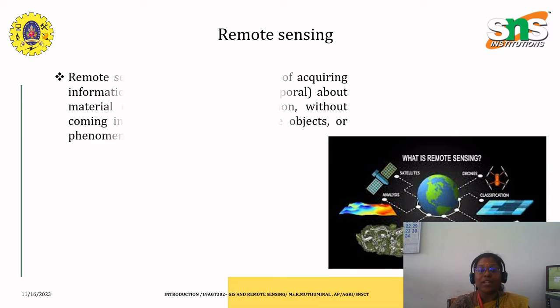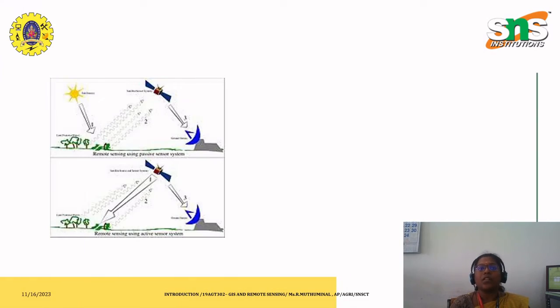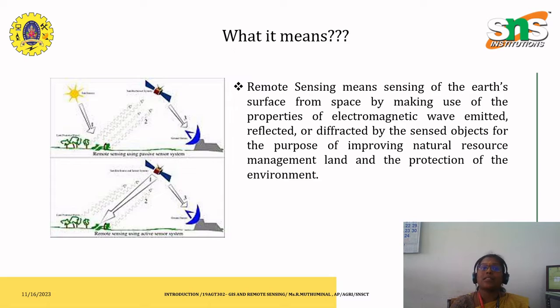It is a kind of collection of data or acquiring information about several objects without coming into physical contact with the object or the phenomena under investigation. This is what remote sensing means. So I have said that we are going to acquire the data without any physical contact, right? But in order to sense the Earth's surface from space by making use of the properties of EM rays, it is specifically dealt with in the utilization of sensors on satellites.